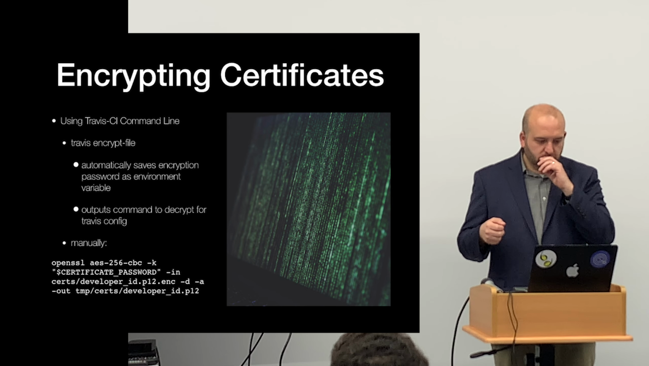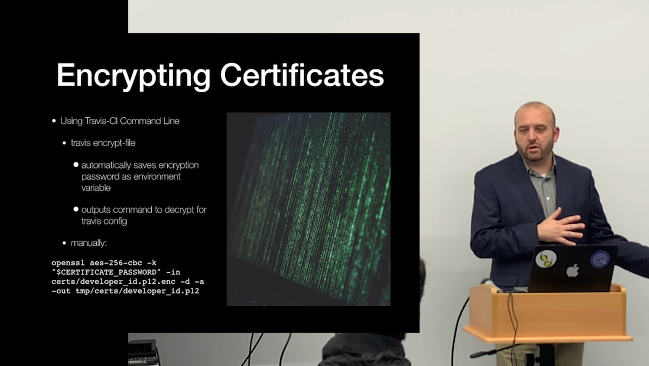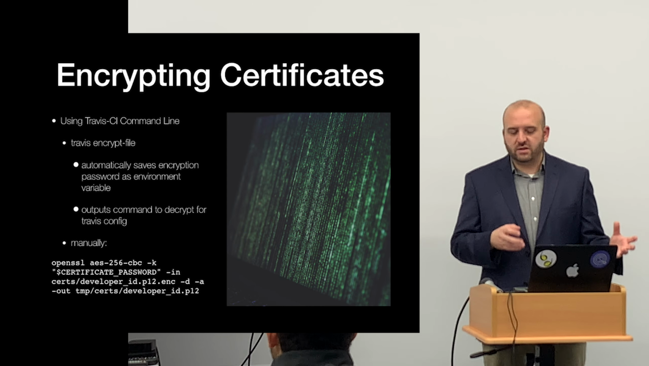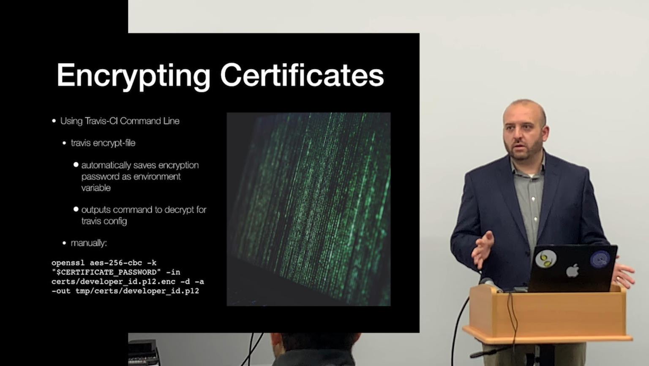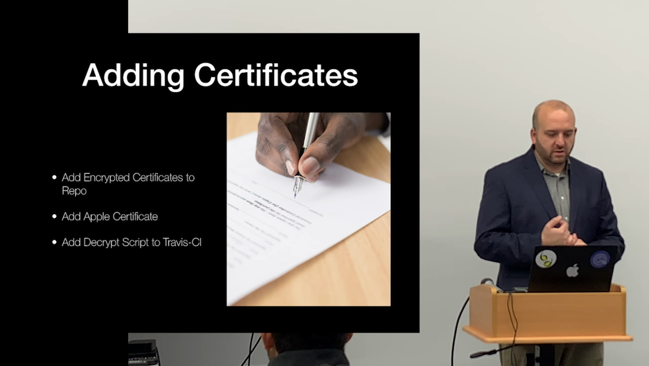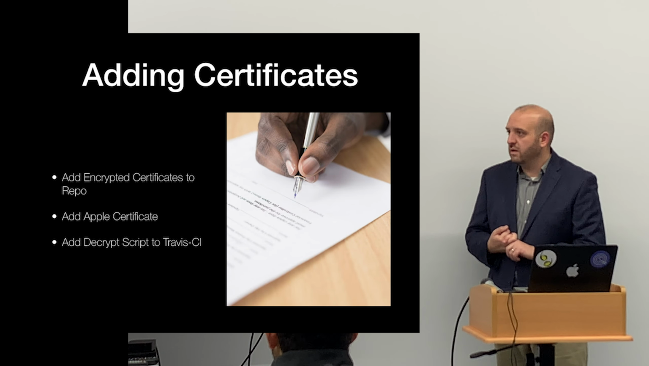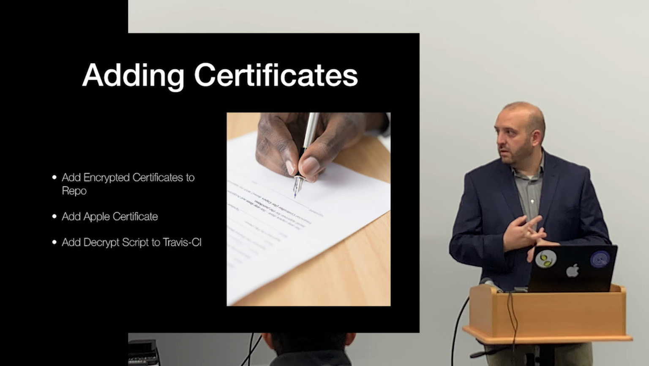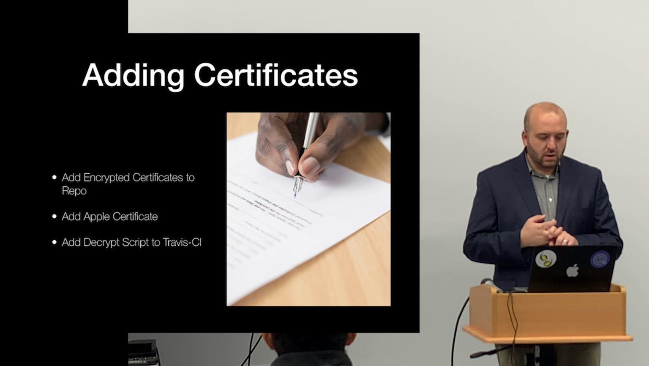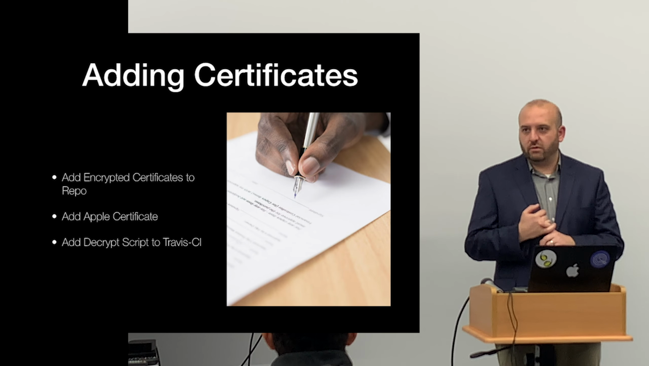So once you do that, now you can then add the encrypted certificates and keys to your repo, and it should be safe there. So add the encrypted certificates to the repo, add the Apple certificate. Sometimes it'll need that, and that's downloadable, and you can add that to your repo because that's not a big deal. And then add your decrypting script to Travis CI.